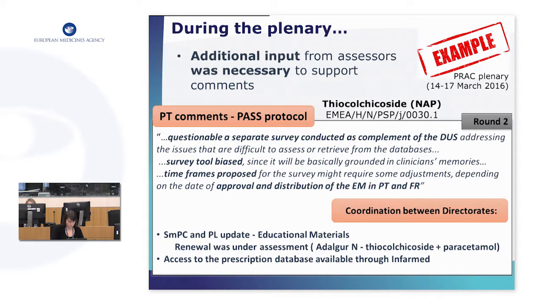We sent comments on a PASS protocol on thiocolchicoside, questioning the survey that was being proposed and the access to databases, because the marketing authorization holder said there were no databases in Portugal, and also about the time frames that were being proposed.